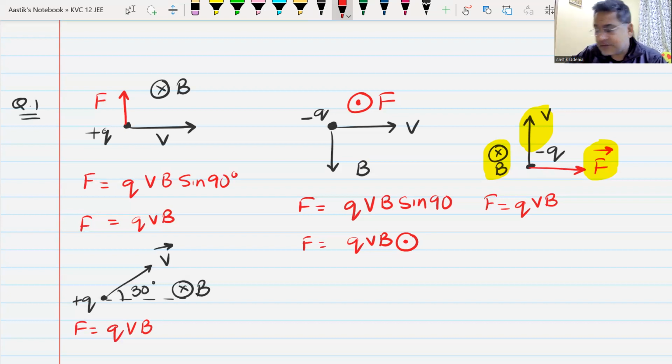Yes or no? It has to be an answer. Either it's yes or no. No answer is no answer. I don't understand. Do we understand the angle between V and B? No, sir.